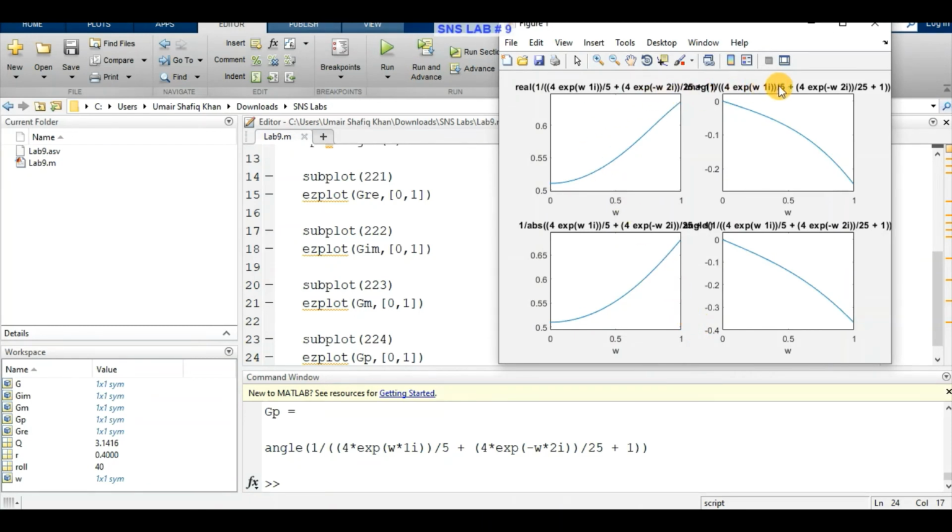So these will be different responses. The first response shows the real part of the signal, the second box shows the imaginary part of the signal, the third box is magnitude, and the fourth box is phase. Further, we can set titles for all these figures, so it will be easy to comprehend this figure. We can add legends, x-axis, y-axis, as we had already studied in the starting labs of SNS.